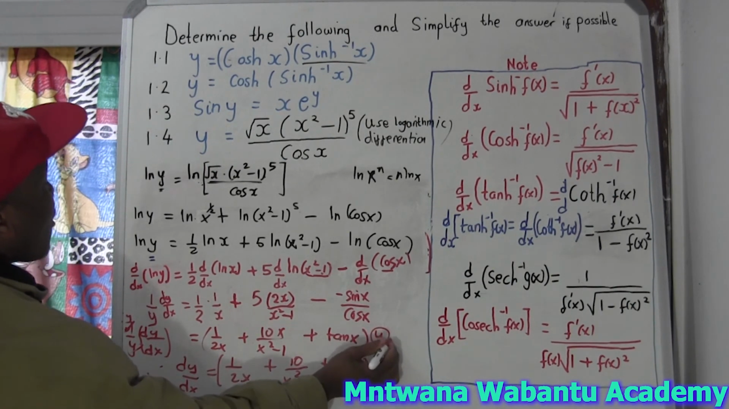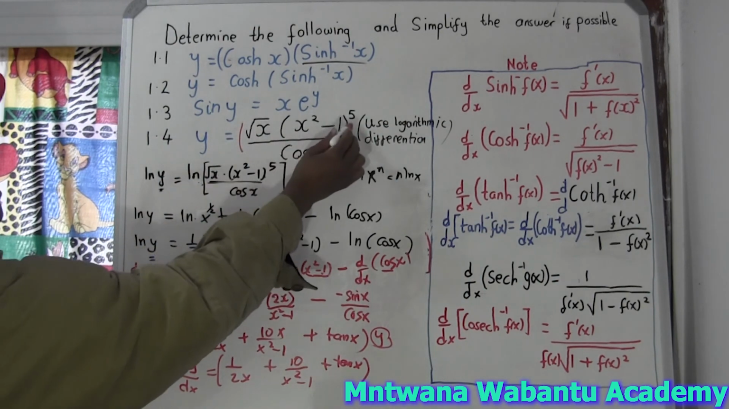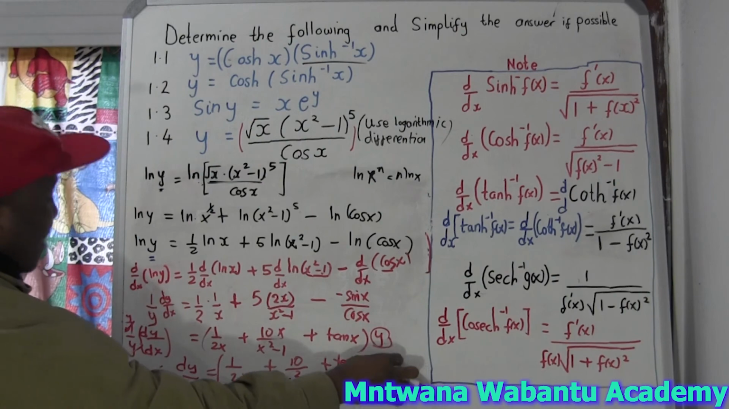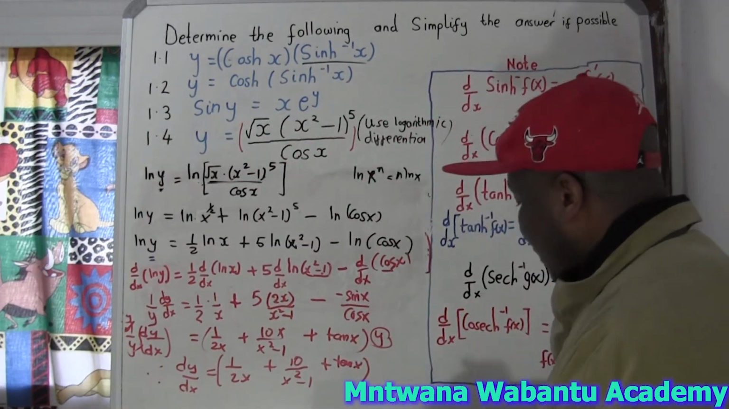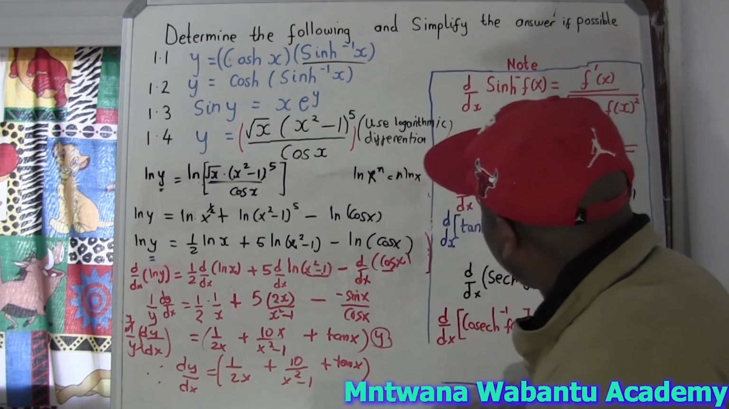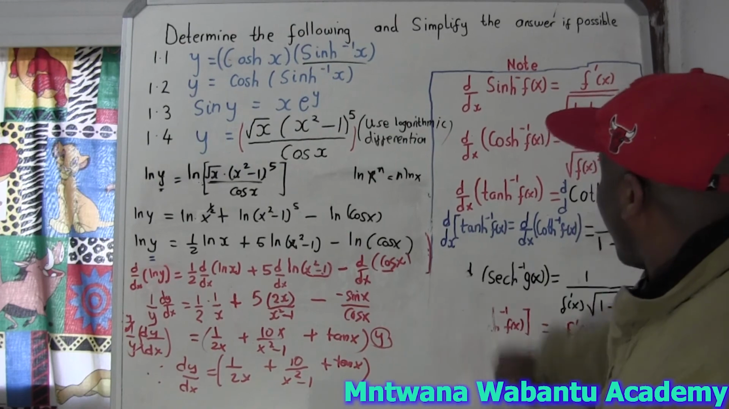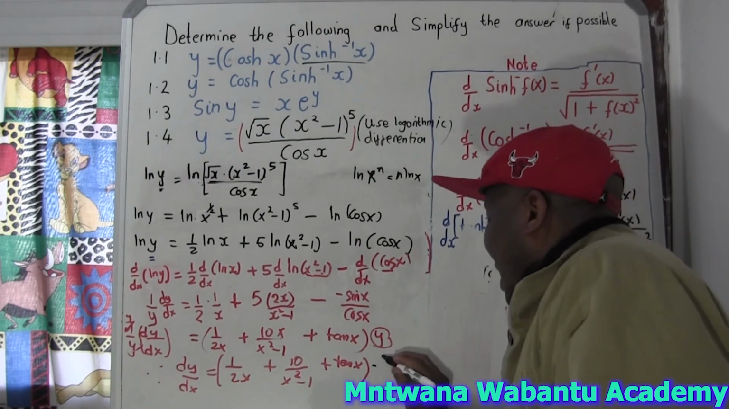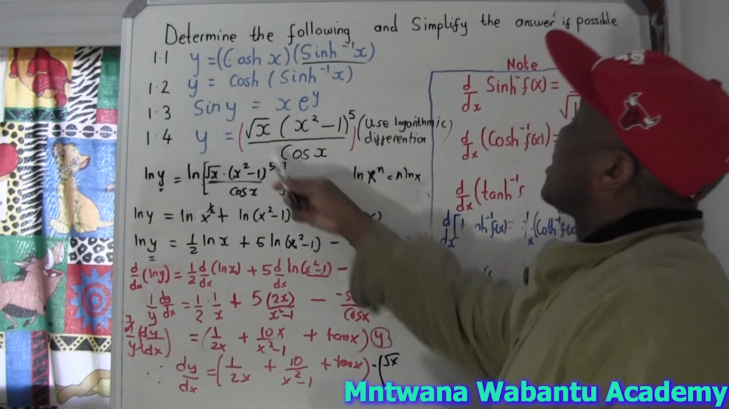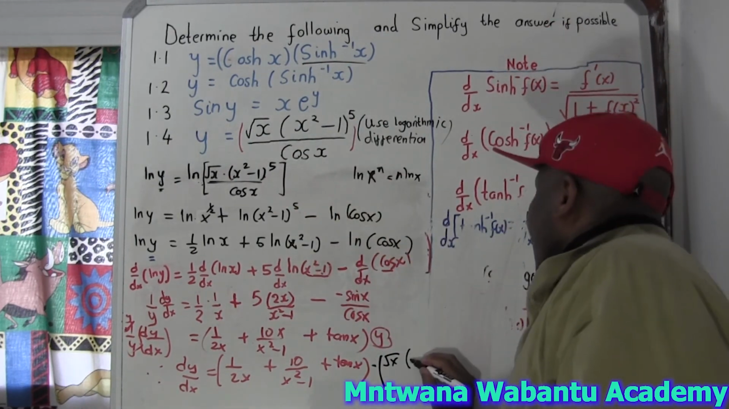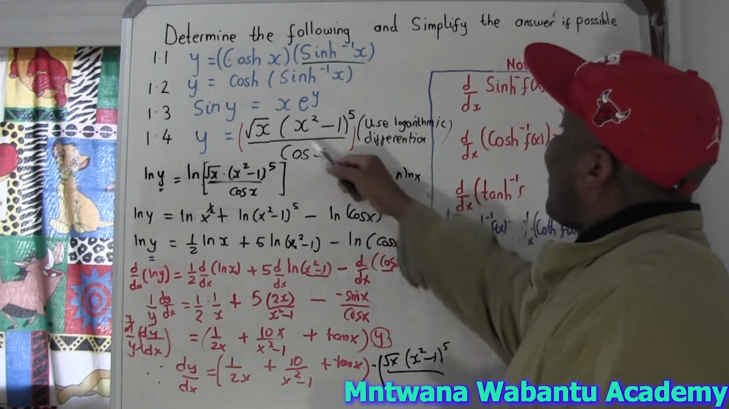But we know the meaning of y. What is y? y equal to this. So I want to take this and substitute there, because everything must be in terms of x. Like I say, this is very, very important for your future use, so make sure you use this. So we're going to multiply by the square root of x, instead of writing y, I say y equal to the square root of x times (x squared minus 1) to the power 5, over cos of x.